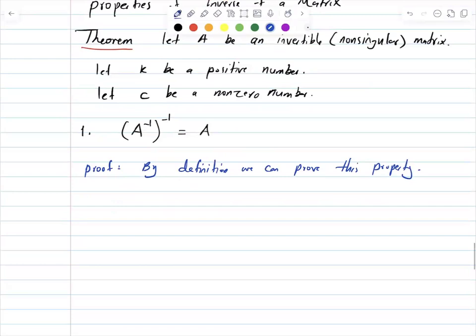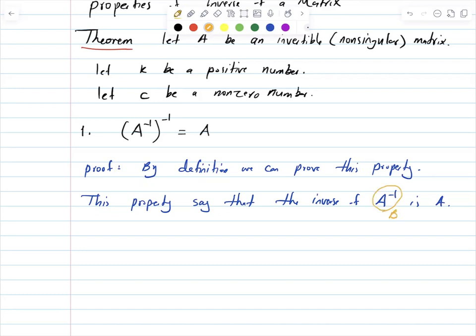What does it tell us? This property says that the inverse of the matrix A is A itself. So remember that you can call this guy, for example, matrix B, all right? So you're going to say that, hey, if I multiply A by its inverse, it must be equal to identity matrix.